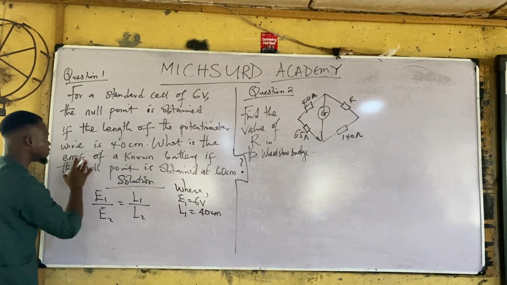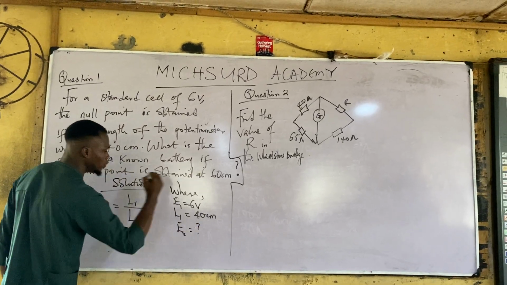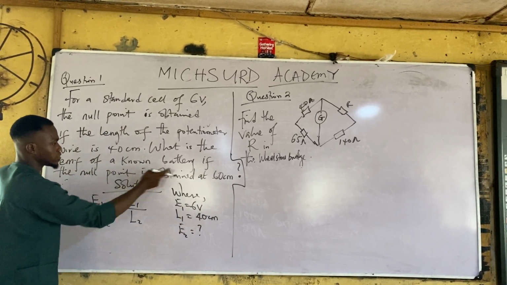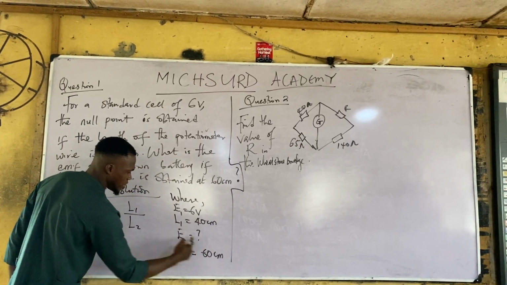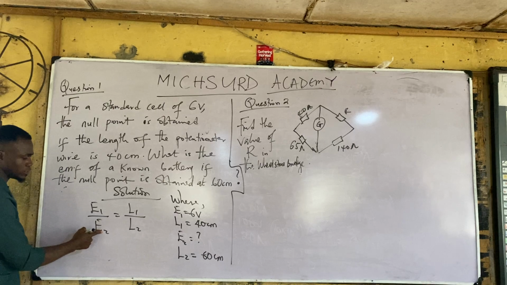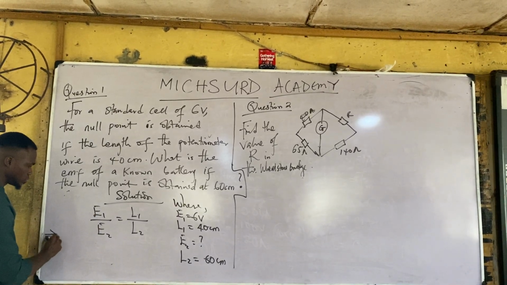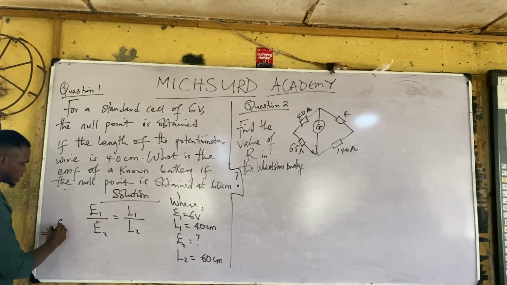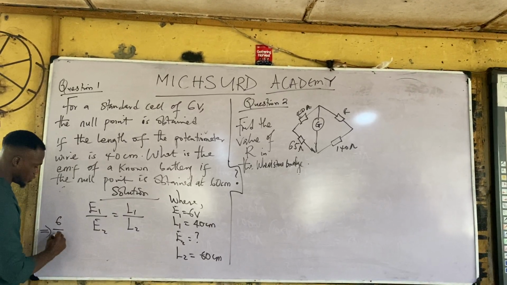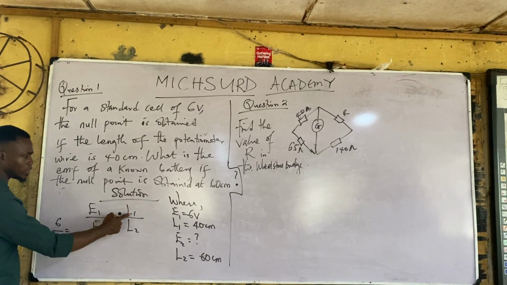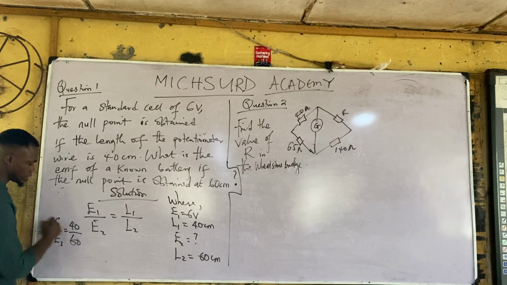Now we are asked to find the EMF in the second case. So E2 is unknown, but we are given the length of the second case, L2, as 60 cm. So if we want to get our E2, we can make the right substitution from here. If we substitute, we are going to see that E1, which is 6, over E2, which is unknown, equals L1, which is 40, over L2, which is 60.